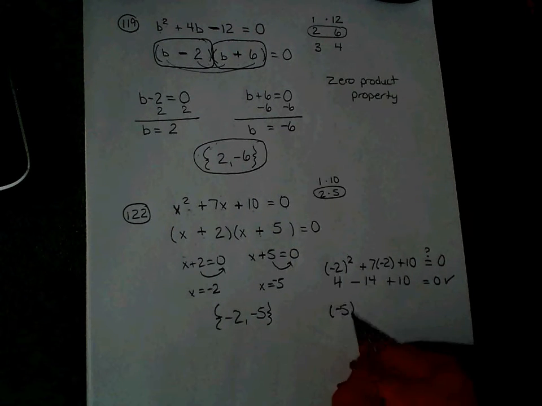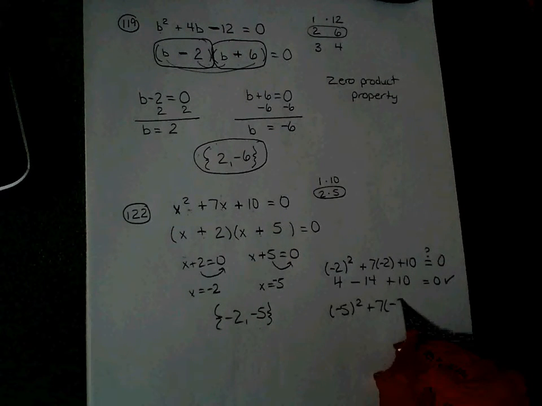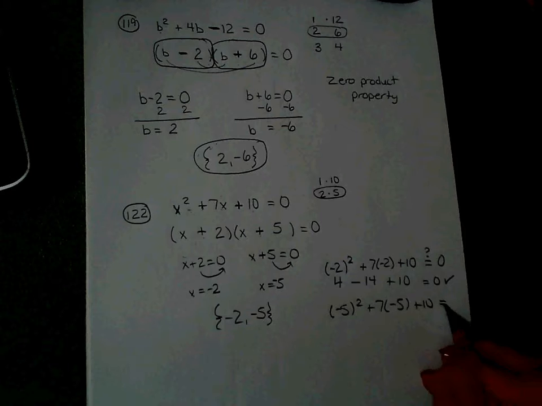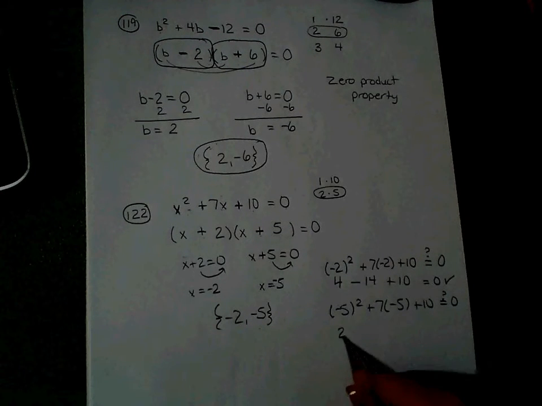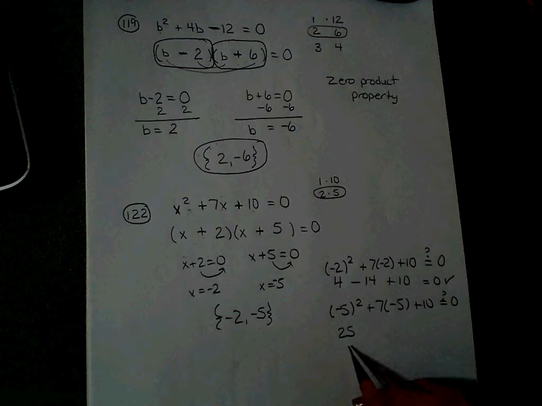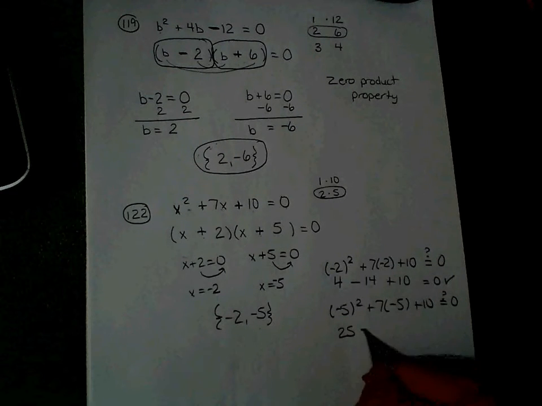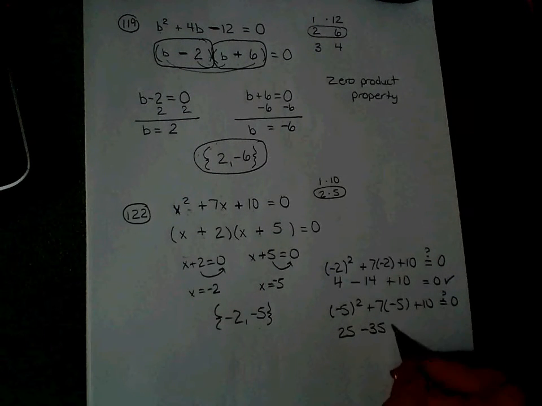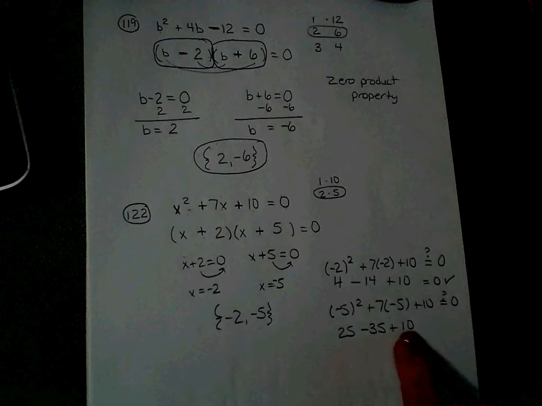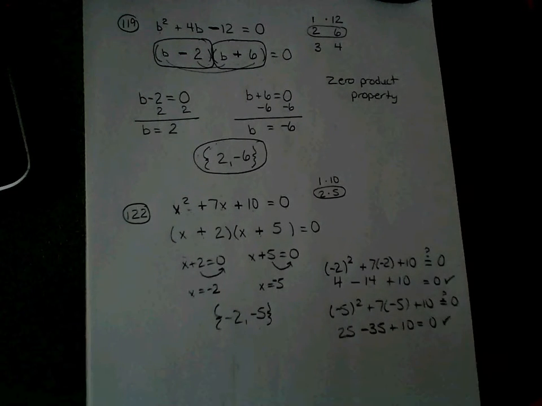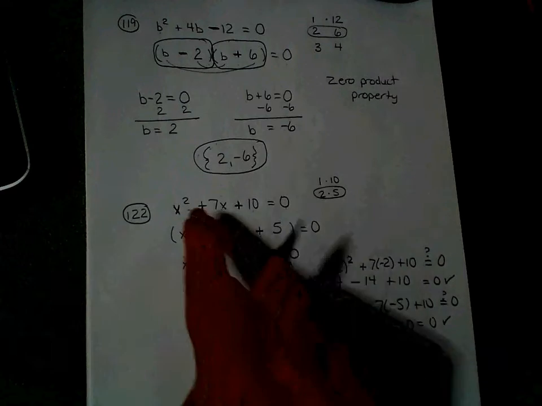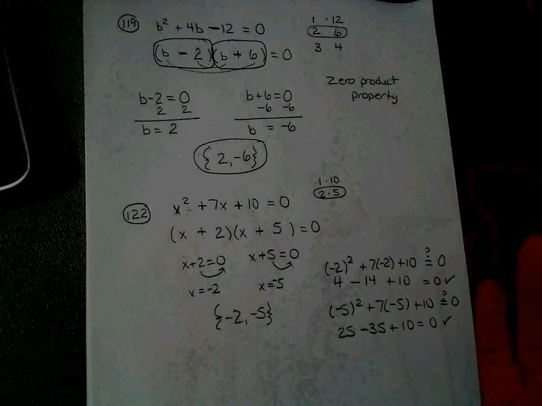Negative 5 squared plus 7 times negative 5 plus 10 equals 0? Question mark. Negative 5 squared is positive 25. A negative times a negative is a positive. 7 times negative 5 is negative 35 plus 10. 25 and 10 is 35. Minus 35 is 0. So they both work. So that's how you can check. You plug it in, and see if it's true.